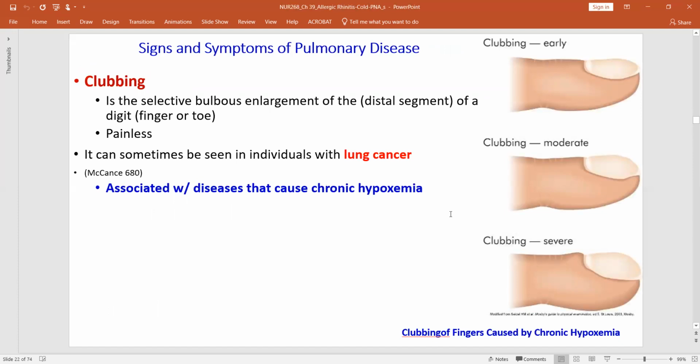Clubbing is the selective bulbous enlargement of the distal segment of the digit, which is a finger or toe. It most often affects the fingers more than the toes, but both are affected.